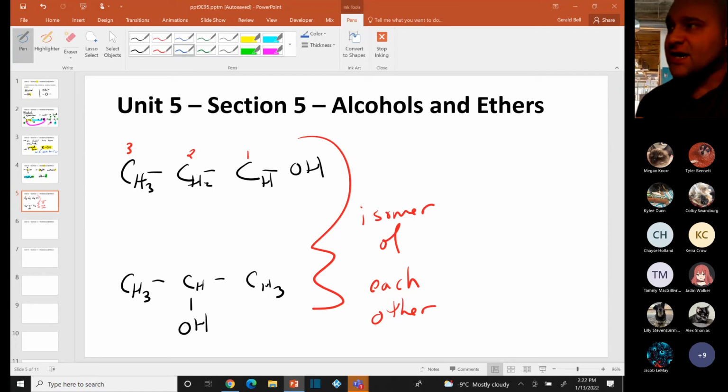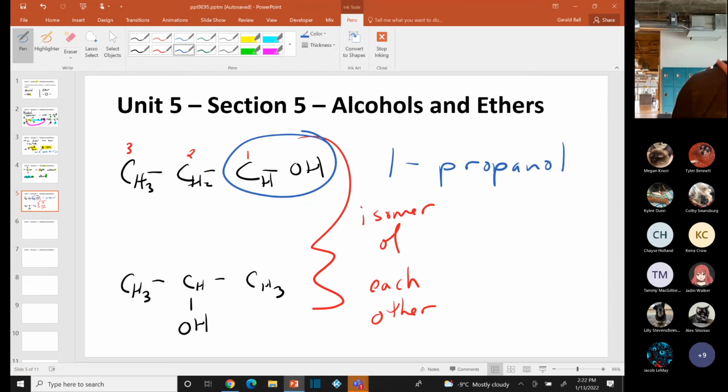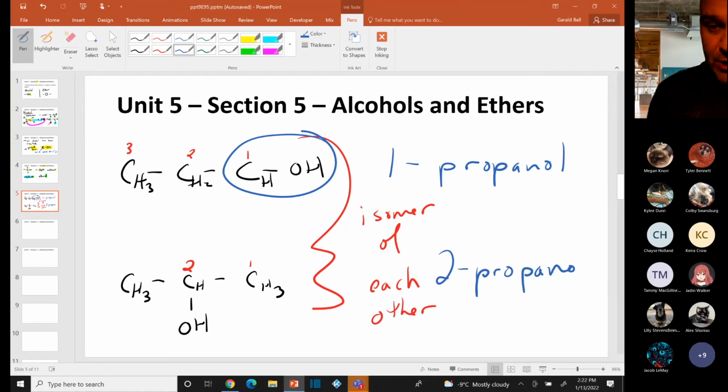Sorry, I interjected that point there, but we just need to put a number in front of our name. So for this one here, it's in the 1 spot, so we'll put 1-propanol. And then for the second one, it's on the second carbon, so this one here would be 2-propanol. And you can't have a 3-propanol because that would be the same as 1. It would just be flipped over.